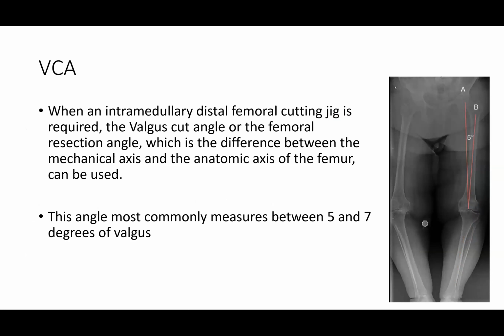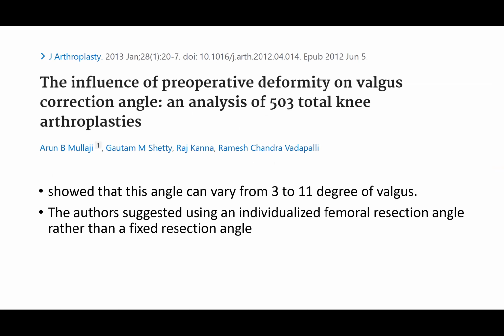Then the valgus cut angle. When an intramedullary distal femoral cutting jig is required, the valgus cut angle, or the femoral resection angle, is the difference between the mechanical axis and anatomical axis of the femur. This angle most commonly measures between 5 and 7 degrees of valgus. An article by Mulaji et al. showed that this VCA can vary from 3 to 11 degrees of valgus, and the author suggests using an individualized femoral resection angle rather than a fixed resection angle based on the case.